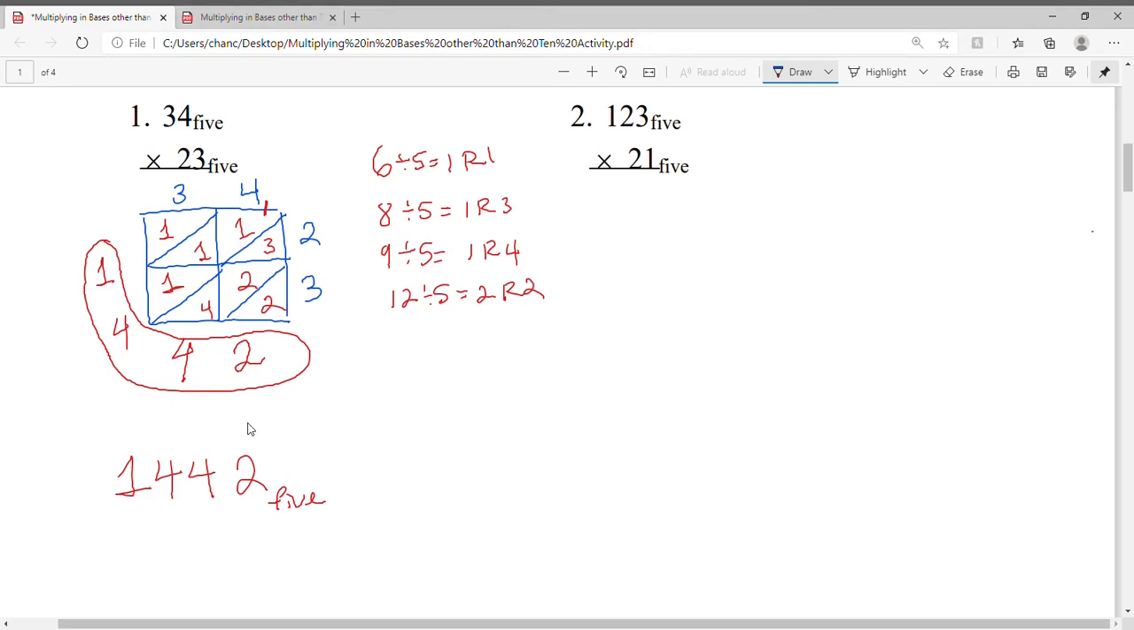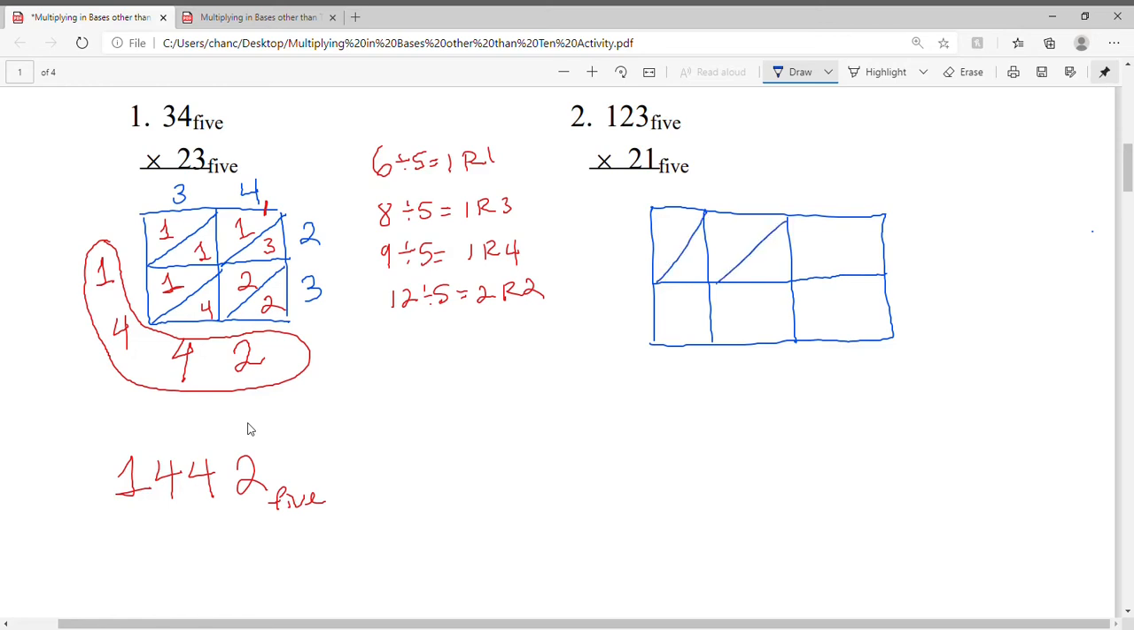So let's try it again for question 2. Since we have 3 digits on the top, I'm going to make sure I expand my box a little bit bigger. And then we have 2 digits on the bottom, so we only need 2 here for the row. We'll draw our diagonals. And then we can start. So the number on top is 1, 2, 3. And the number on the side here is 2, 1. So let's begin the multiplication.